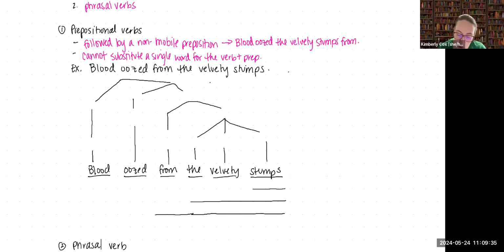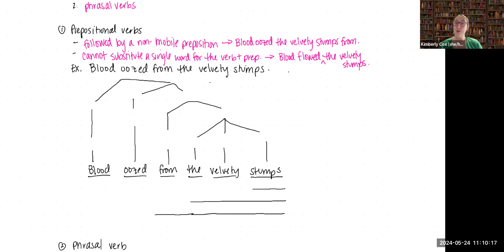Similarly, we can't substitute a single word for oozed from. I could try, for instance, flowed, right? Flowing is similar to oozing, but I wouldn't say blood flowed the velvety stumps, right? It would just sound weird. It's missing that preposition. We would need that preposition there still. And so those are two ways to test to see whether or not you're dealing with a prepositional verb. In this case, oozed from is going to be a prepositional verb.